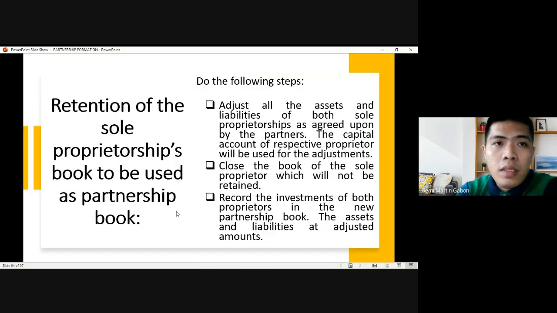Okay? So for retention of a sole proprietorship book to be used as the new partnership book, need muna i-adjust ang assets at liabilities of the sole proprietorships into the agreed amounts, into the agreed adjustments. Okay, their capital accounts are the respective absorber of the adjustment. Then close the book of the sole proprietor na hindi gagamitin yung kanyang book as partnership book. Then i-record yung investment ng dalawang sole proprietor dun sa ni-retain na book. Okay?